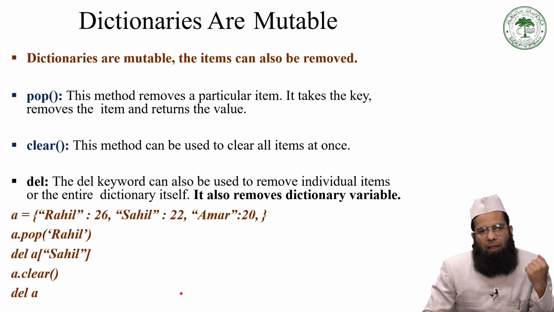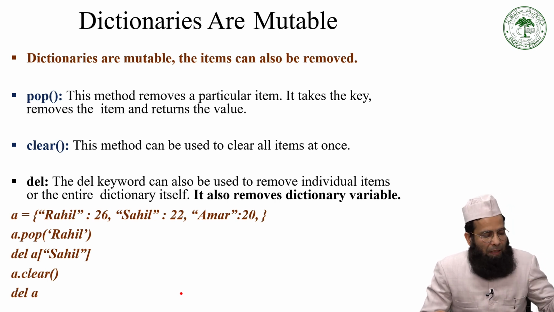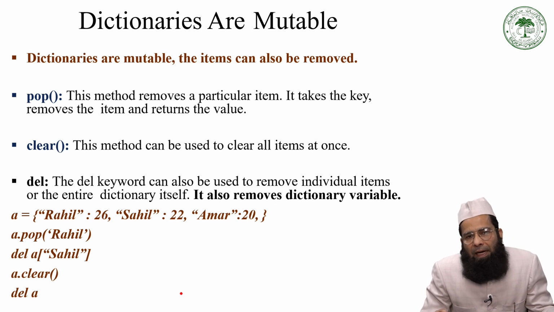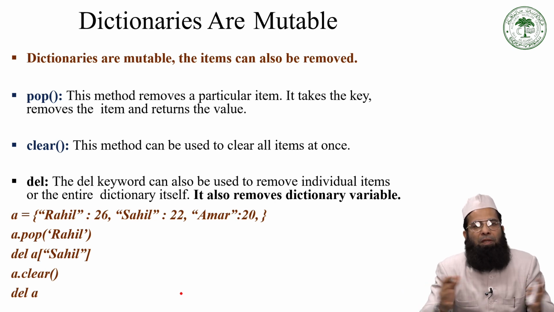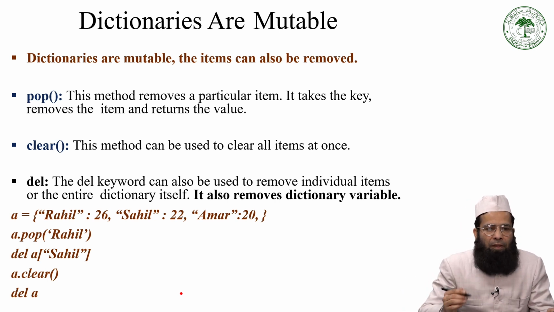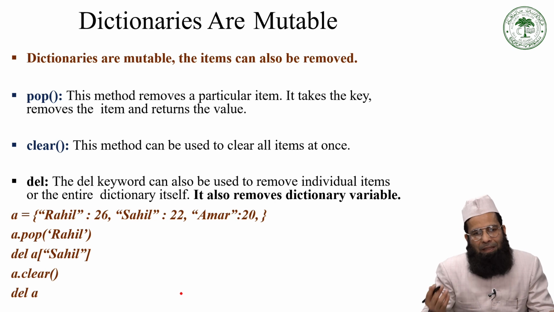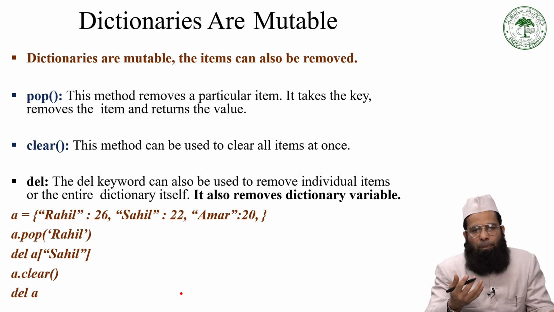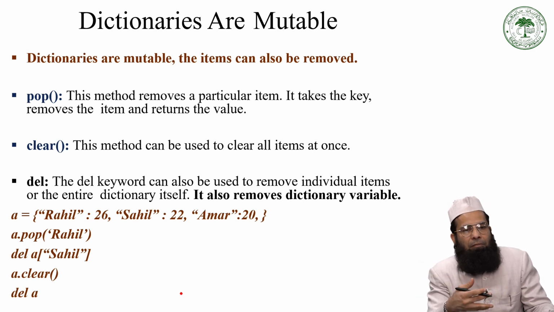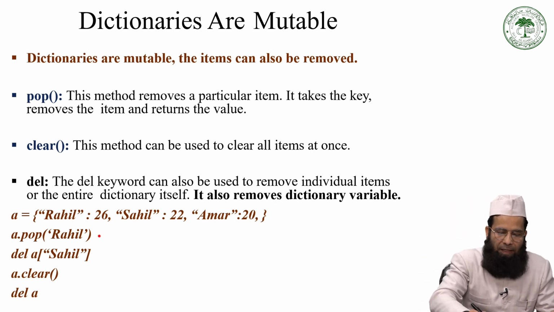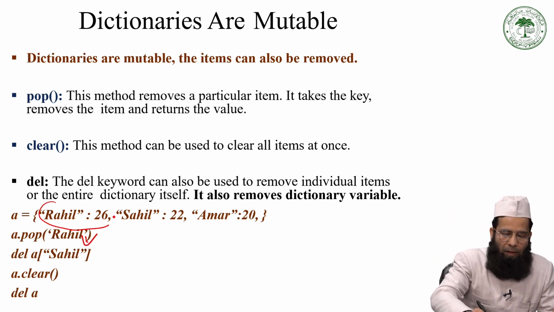Dictionaries are mutable. The items can also be removed. Since I already discussed that dictionaries are mutable, it means you can expand your dictionary. Similarly, you can remove certain items from a dictionary as well. We have different methods like pop, clear, delete. All these methods you can use. You can use the pop method to remove any key value pair from the dictionary, and in pop you need to pass the key as an argument, like in this case. So this key value would be deleted.